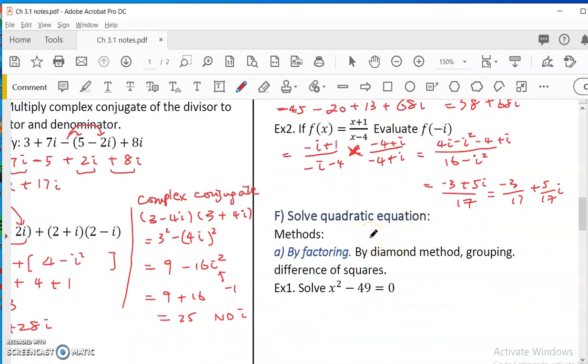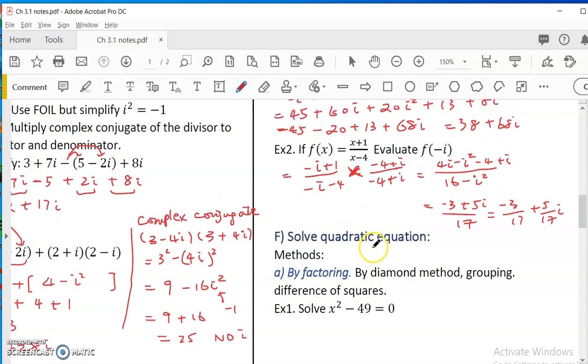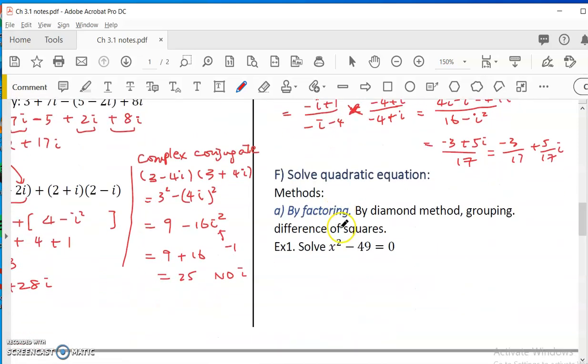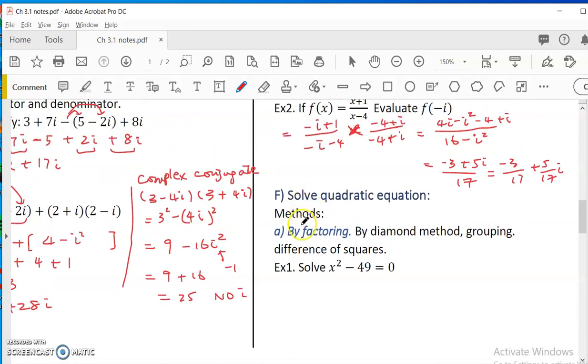The last part is the application, to actually explain why we're doing all this with complex numbers. It is because during solving equations, sometimes we run into a situation where we will need to solve something where x squared is equal to a negative number. So we'll just do some solving quadratic equation review in the last part.